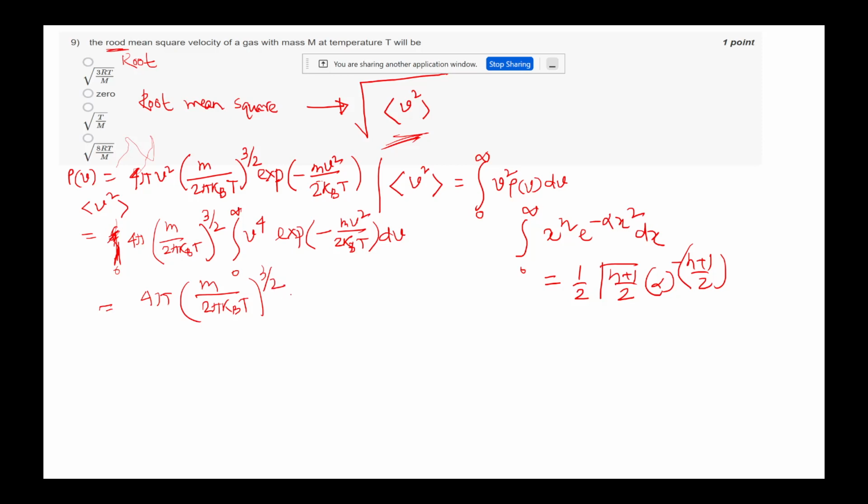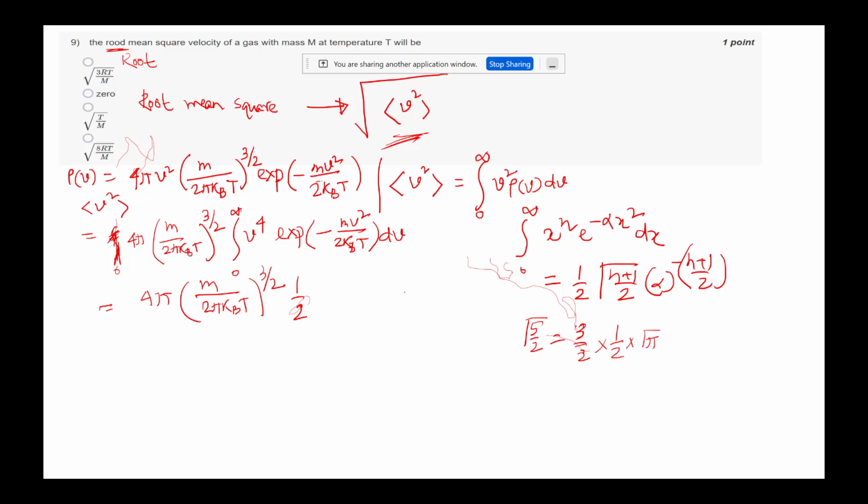This is v to the power 4, so there will be half ones. Sorry, and this will be 4 means root over 5 by 2. So this will be 3 by 2. Sorry, 3 by 2, half and root pi. Gamma half is root pi. You know that, right? Gamma half is root pi. So this will be like this.